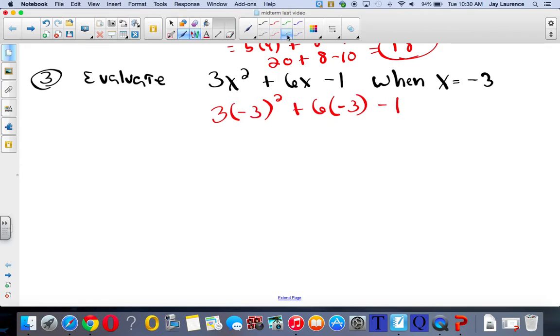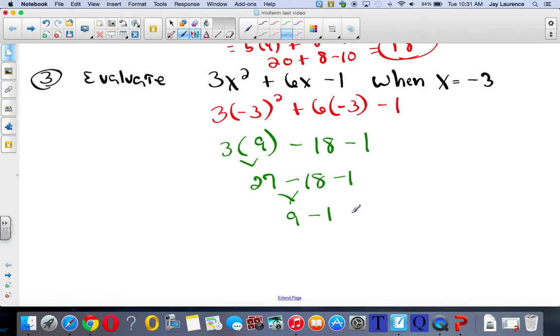So I do my exponents first. So I'm going to have 3 times positive 9. Negative 3 times negative 3 is positive 9. Minus 18. Why did I get minus? Because it would be plus negative 18, which is the same as minus 18. And then I'll have a 1. 9 times 3 is 27. 27 minus 18 minus 1. That'll be 9, I believe, minus 1, which will be 8. And there you go.